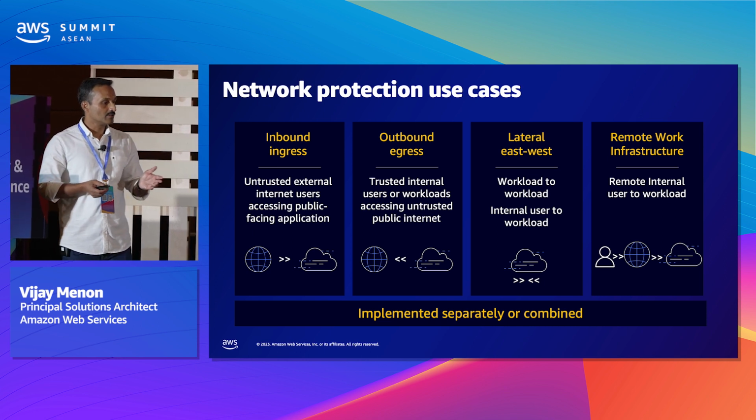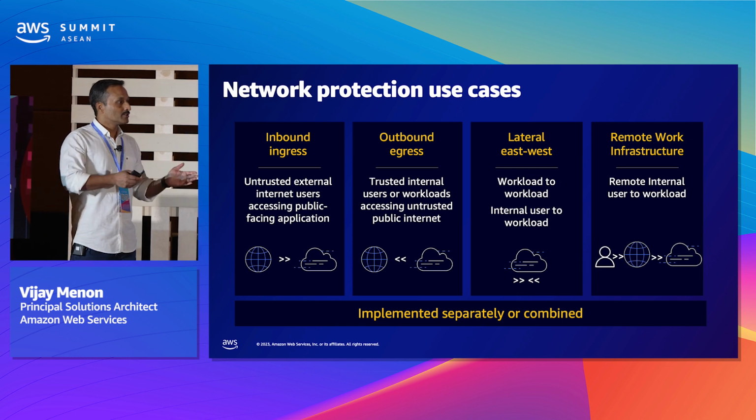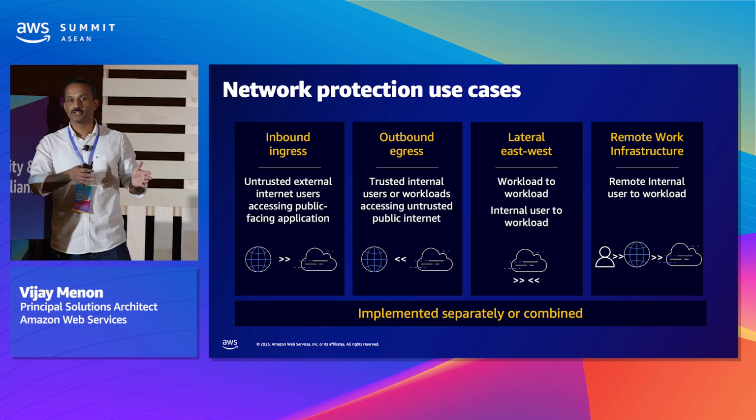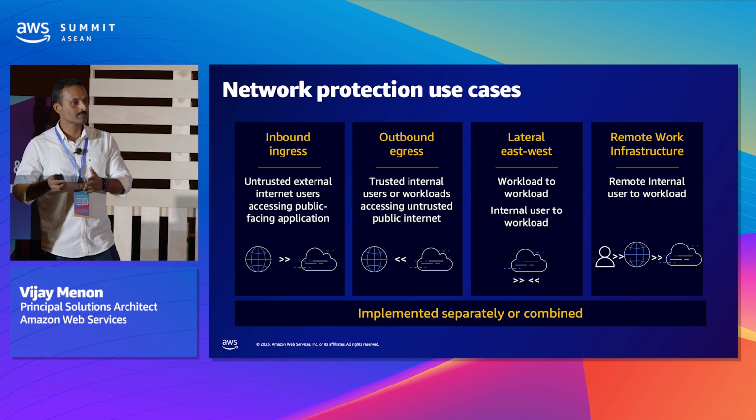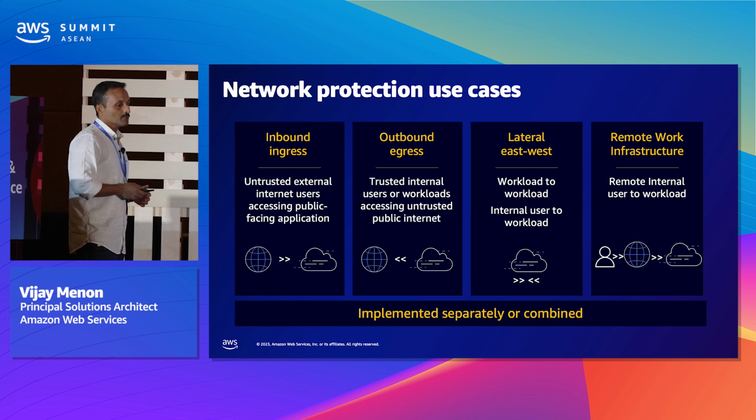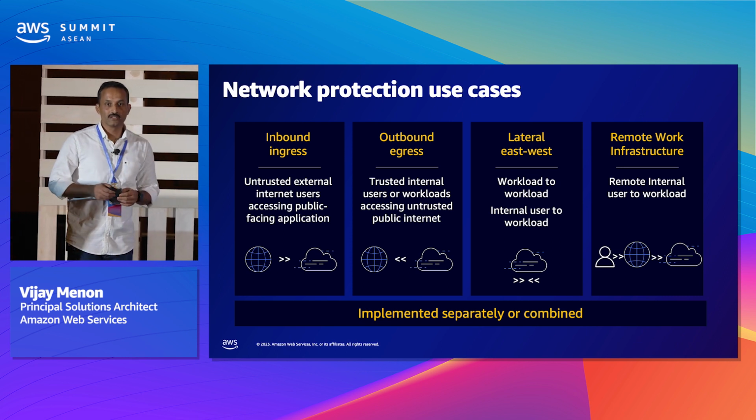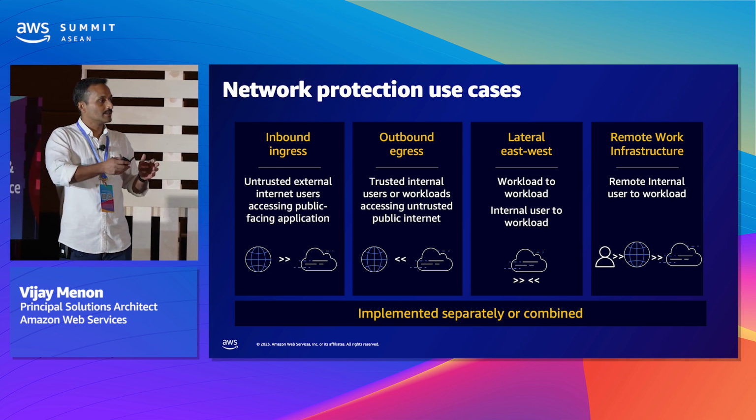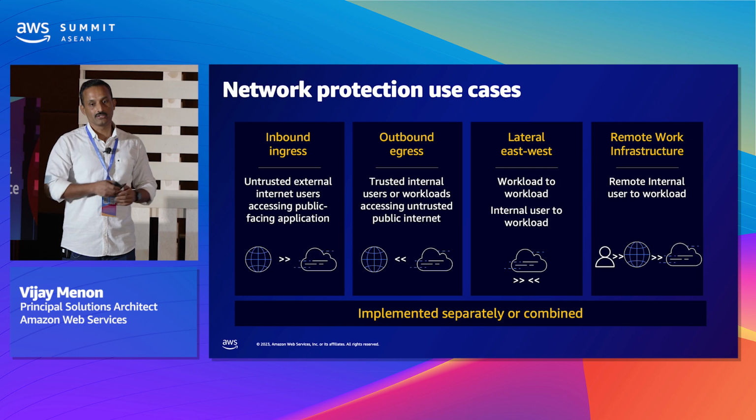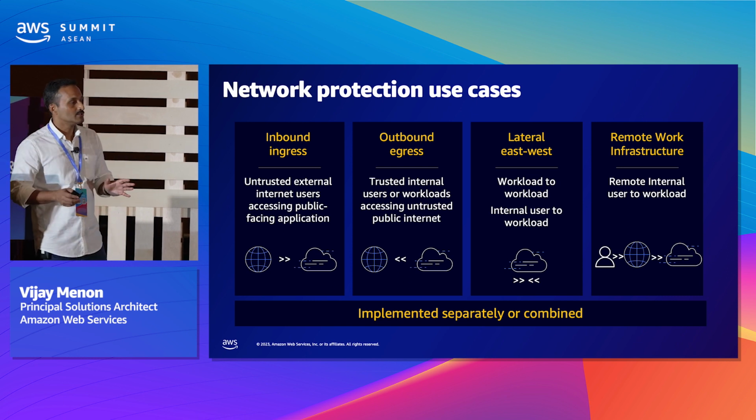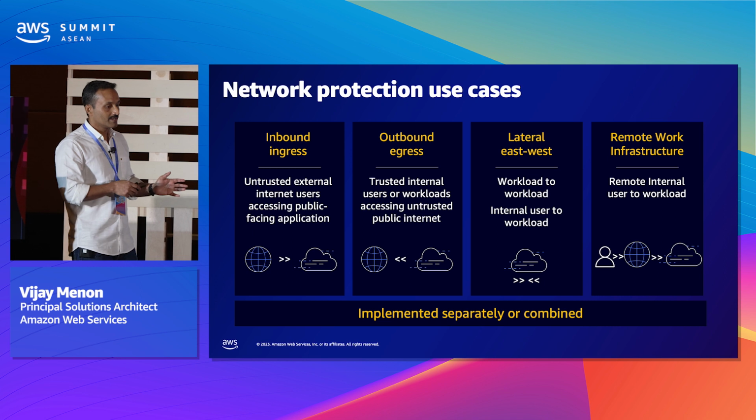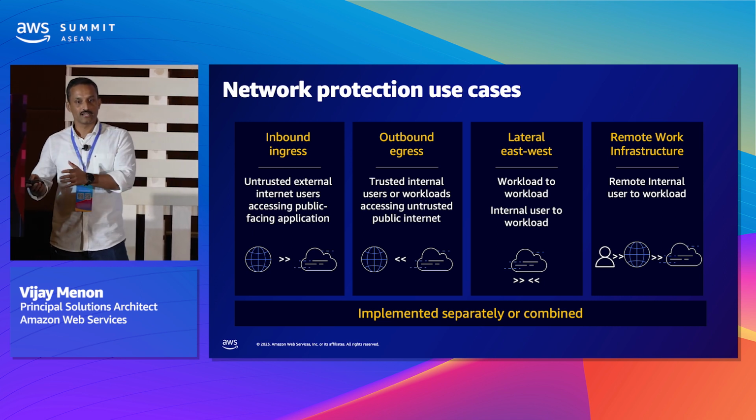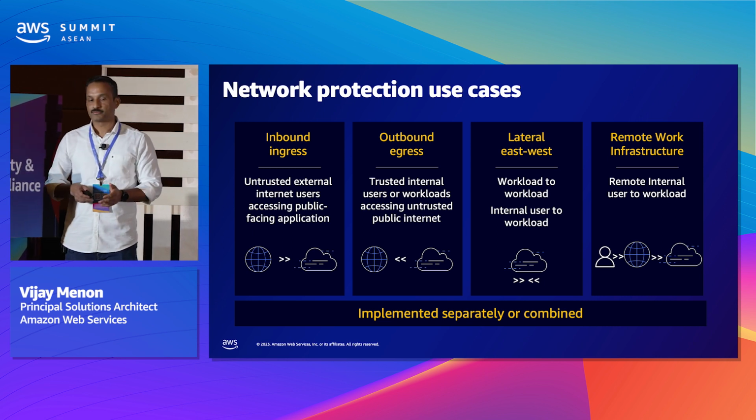The third is lateral or east-west, where you want to secure the traffic which is flowing within your AWS environment, or from your AWS environment to on-prem, or on-prem to AWS. And last but not least, remote access infrastructure or remote work infrastructure, where your corporate users are trying to access applications protected in your AWS environment or in your data center. Now, all these use cases can be deployed separately or in a combined fashion. We call it distributed architecture or centralized architecture. I'm going to talk about that in the subsequent slides.